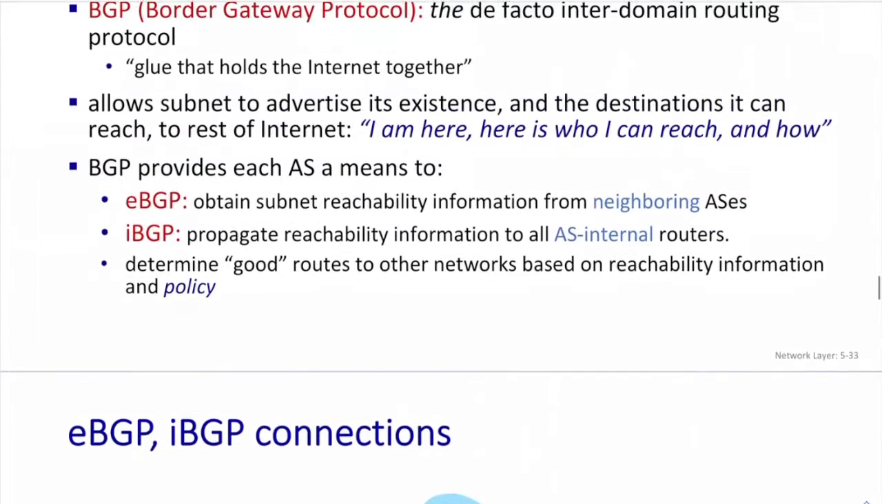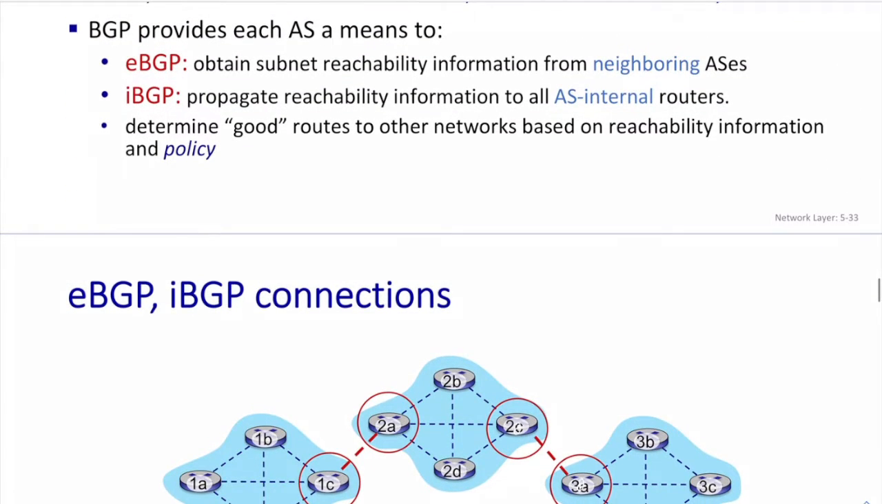So let's go back to here. BGP provides each AS a means to do two things. The first is eBGP: obtain subnet reachability information from neighboring ASes. So it's more like Bellman-Ford, more like distance vector. The second is iBGP: propagate the reachability information to all AS-internal routers. So it's more like intra-AS, right? Determine the good route. It's still the same.